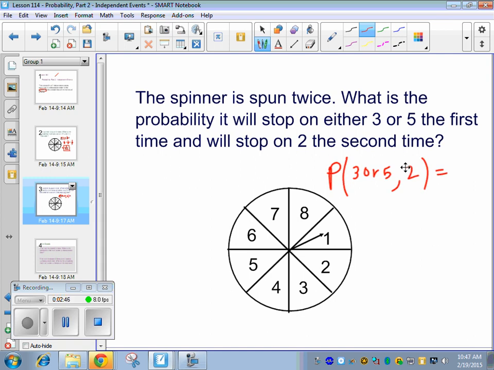So who can tell me the probability of getting either a 3 or a 5? Coleman? 2/8, exactly. So a 3 or a 5 is 2 out of 8. And then we multiply to get that second one. So what's the probability of getting a 2? Good, 1/8. So we could cross cancel here, and we get 1/32 as our chances. That's it.